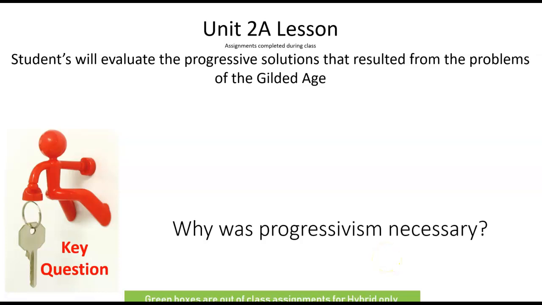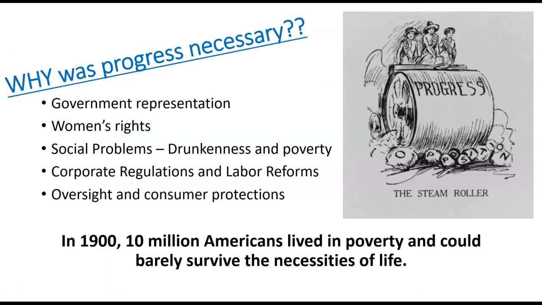In Unit 2A, we are going to evaluate the progressive solutions that resulted from the problems of the Gilded Age that we discussed in Unit 1. Why was progressivism necessary? First of all, there were lots of problems throughout the United States. Just to mention a few were government representation being truly of the people, women's rights, social problems, corporate abuse and labor abuse by corporations, and oversight and consumer protections.